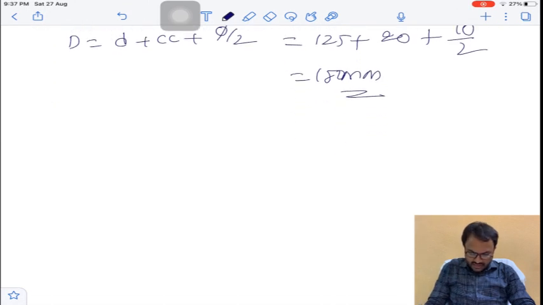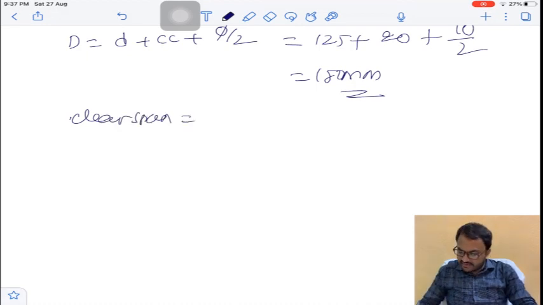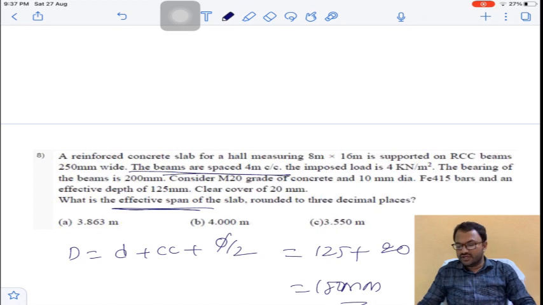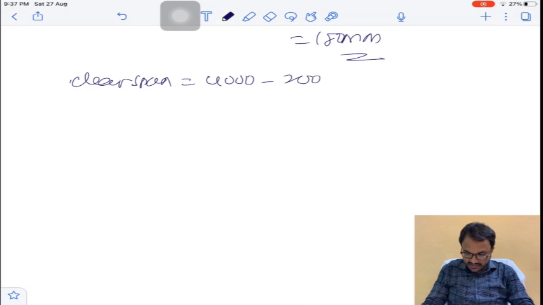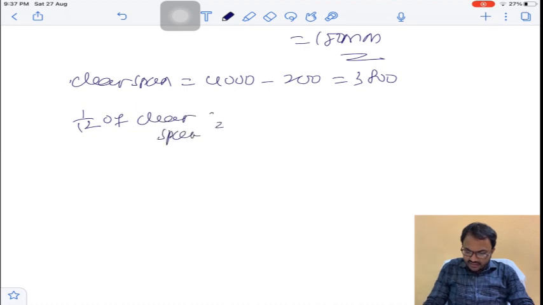Now clear span is equal to... in the problem he has given the beams are spaced at 4 meter. So the total length is 16, 16 by 4 is 4. For every 4 meters there are beams. So you need to take clear span as 4000 minus 200. This is the width of the bearing. That is 3800. 1/12 of clear span, calculate. 3800 divided by 12 is equal to 316.2 mm.